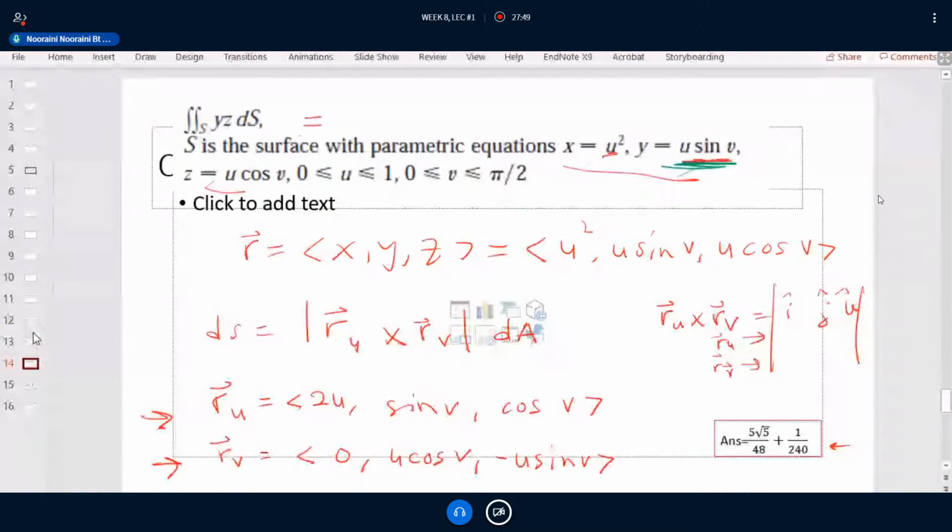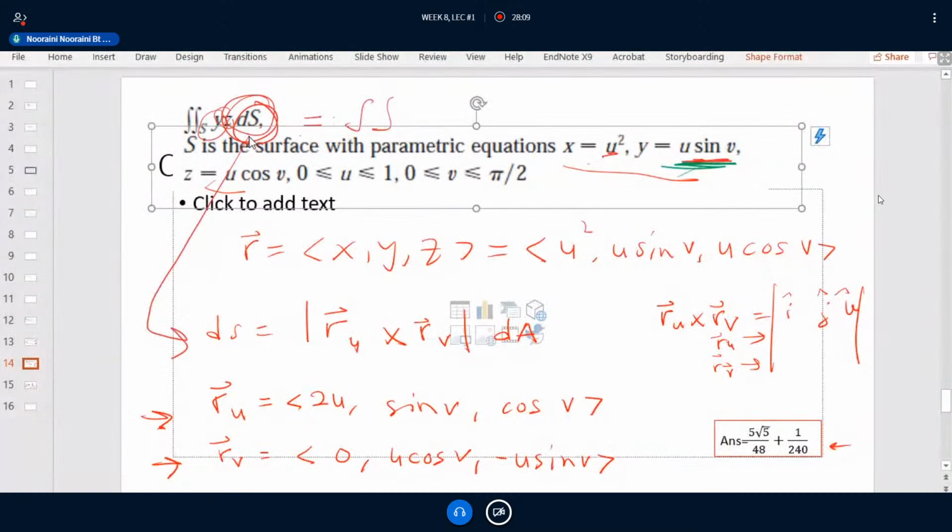Previously you need to substitute your y and z here according to your parametric function. In your example, y here we have u sine v, so that's why you need to substitute here. Y is u sine v, and z is u cos v. Substitute, and then the ds here, you need to change it according to this ds.